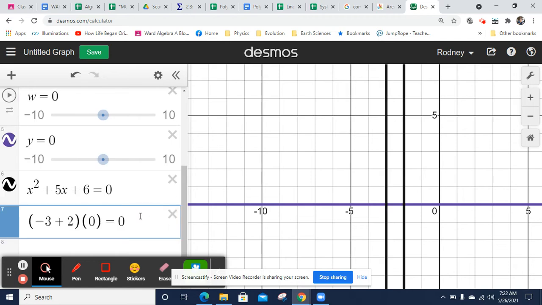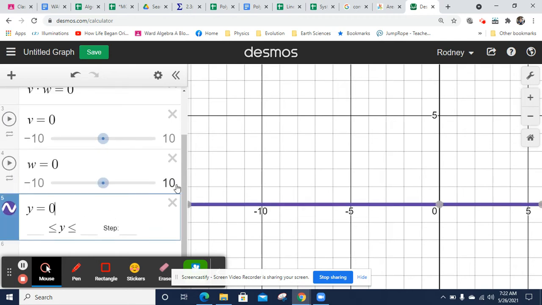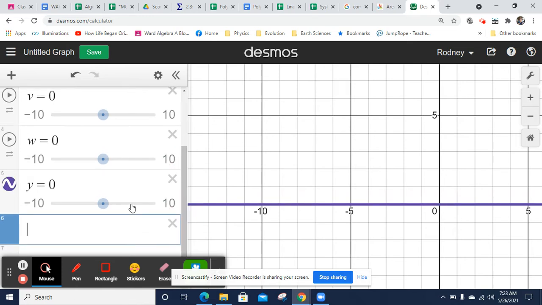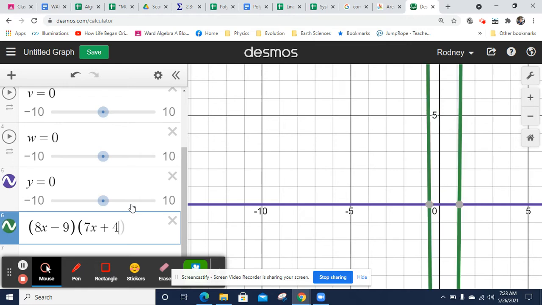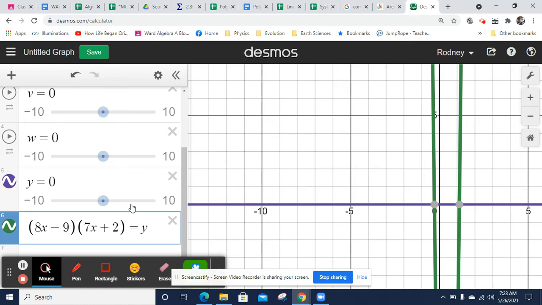Now I'm going to take care of another idea. So maybe we have something more complicated. Maybe we have a function that's 8x minus 9 times 7x plus 2 equals y. So that's a factored polynomial.